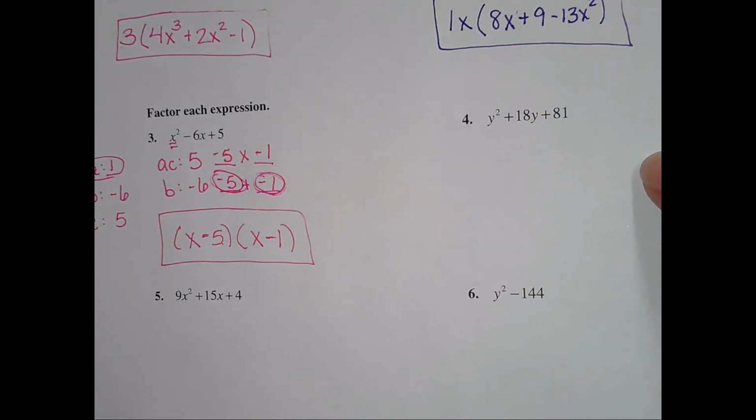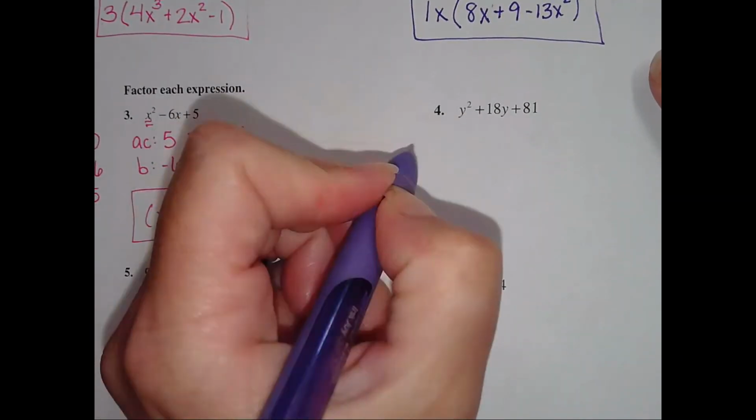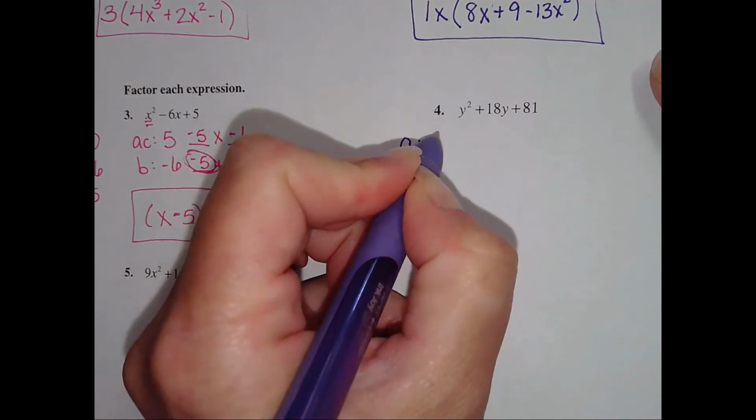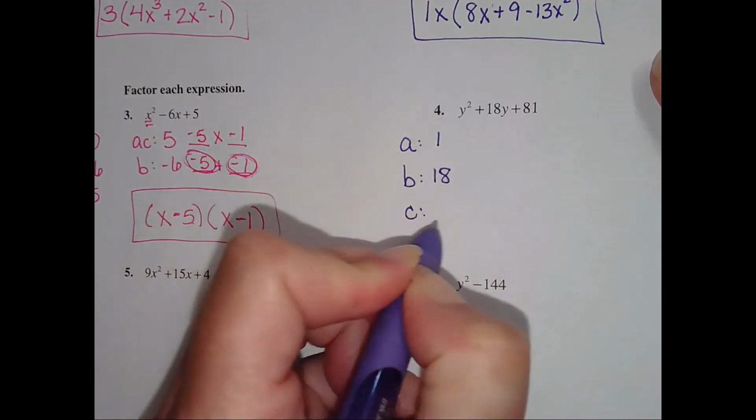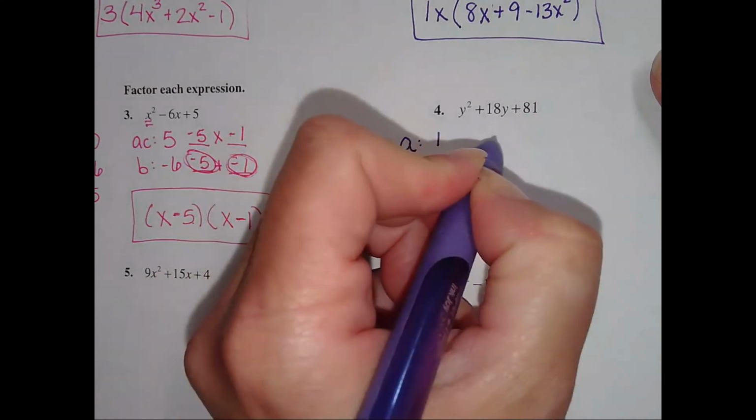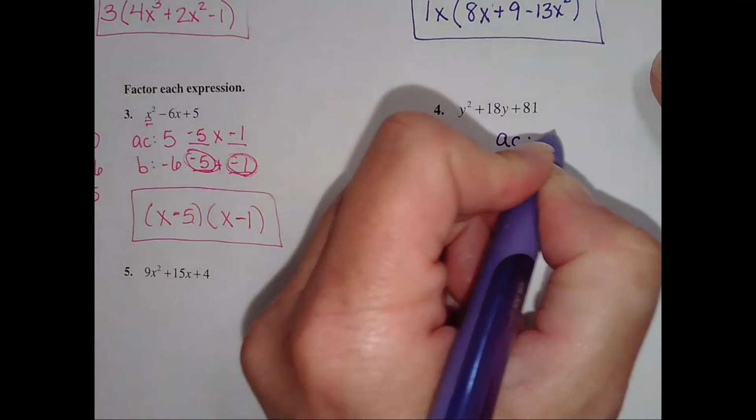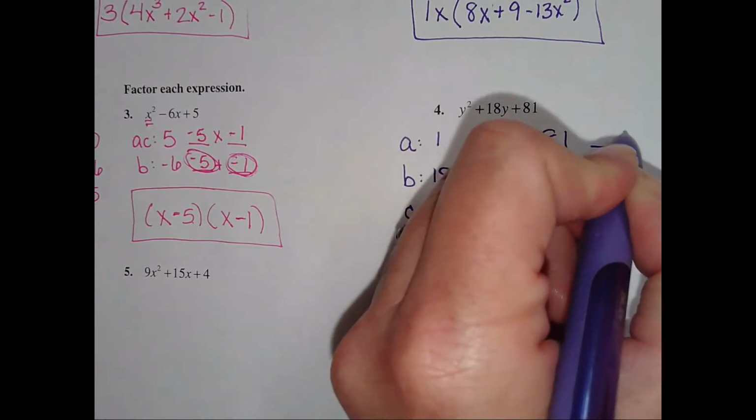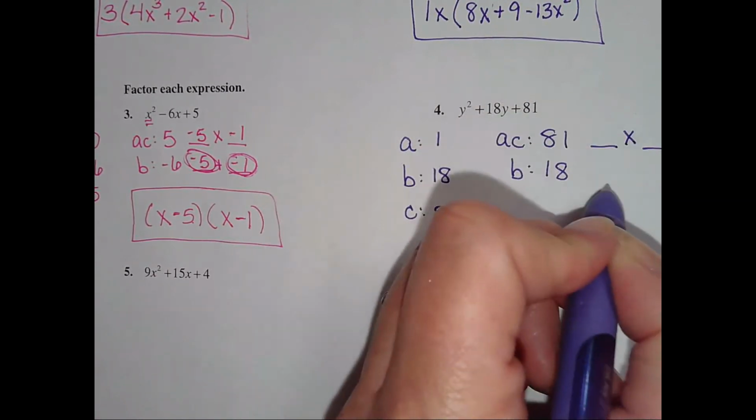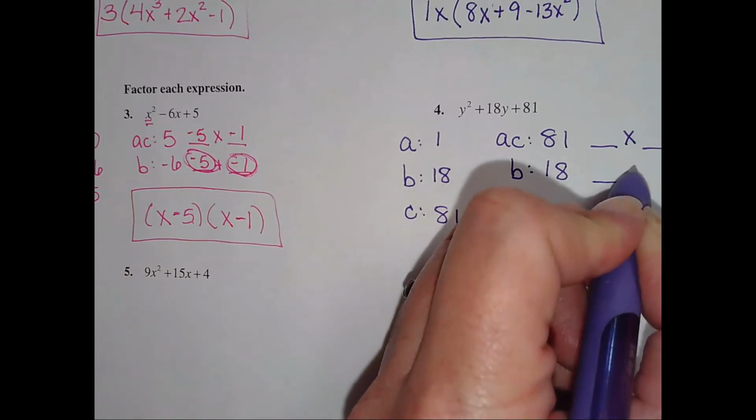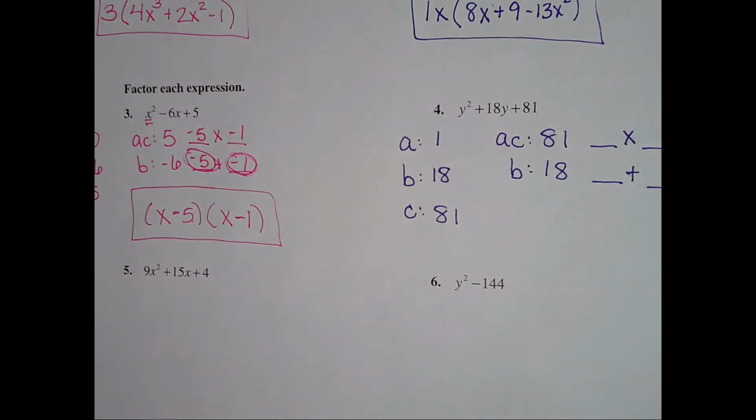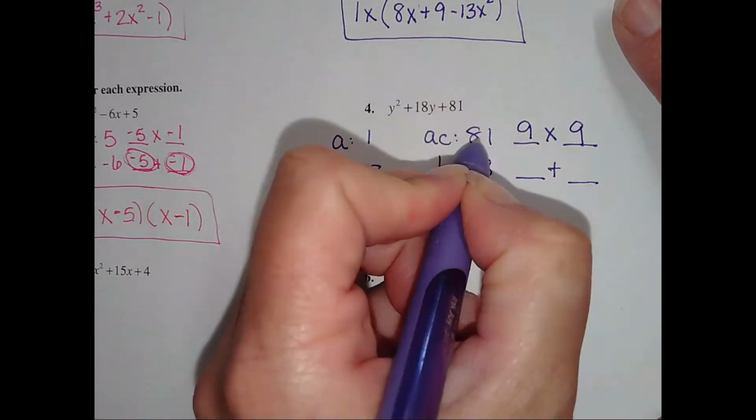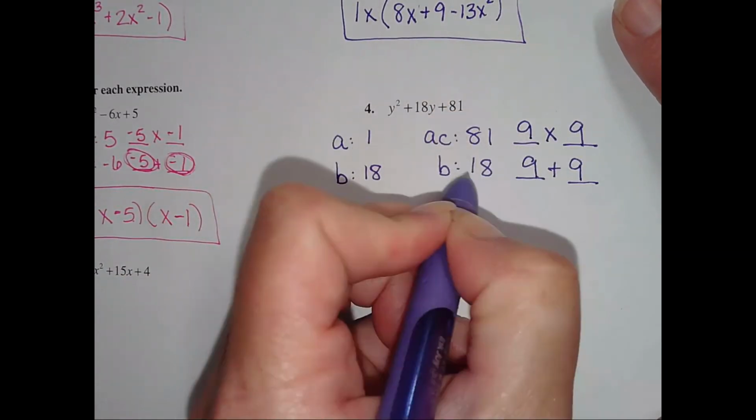So for number 4, again, you are factoring, so you're going to list out your A, your B, and your C. A is 1, B is 18, C is 81. So you do A times C, which is 81, and B is 18. So now you have to think of two numbers that multiply to get 81 and add to get 18. CJ says that 9 times 9 is 81, and 9 plus 9 is 18.